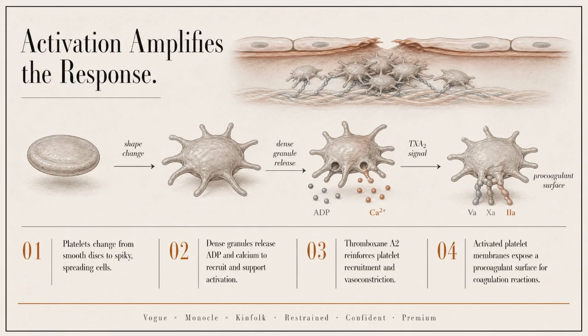This activation is a crucial bridge between primary and secondary hemostasis, as activated platelets provide a procoagulant surface for clotting factors. The platelet essentially becomes louder and stickier, sending signals and creating a catalytic surface for clot stabilization. This leads directly into how these activated platelets build the plug.